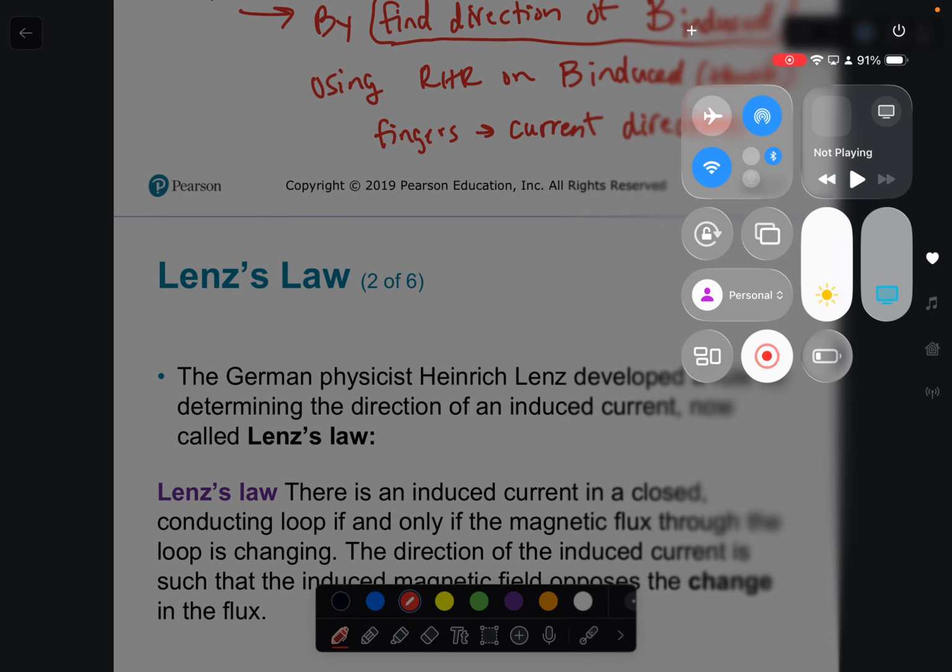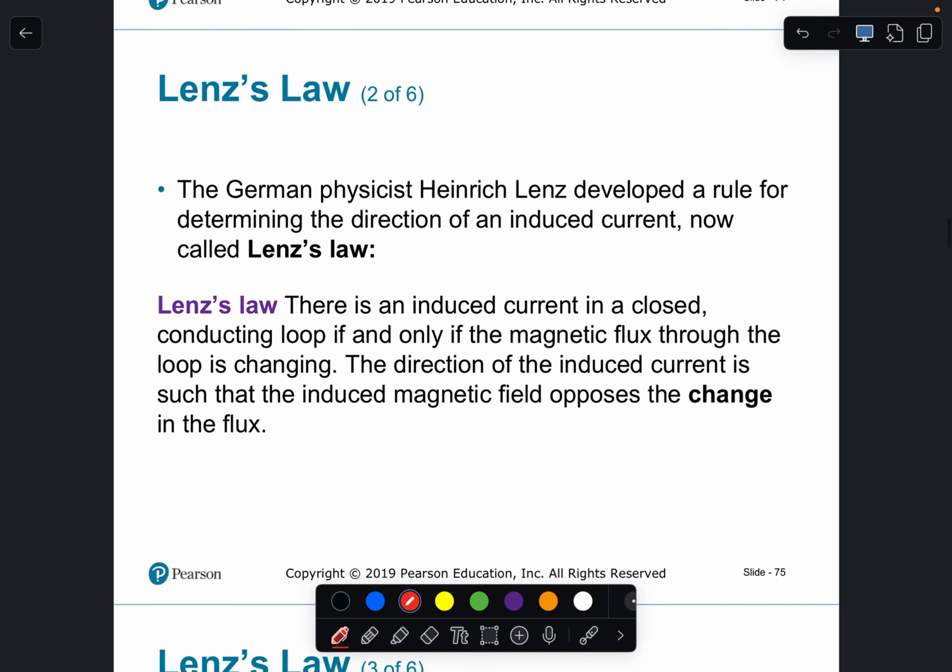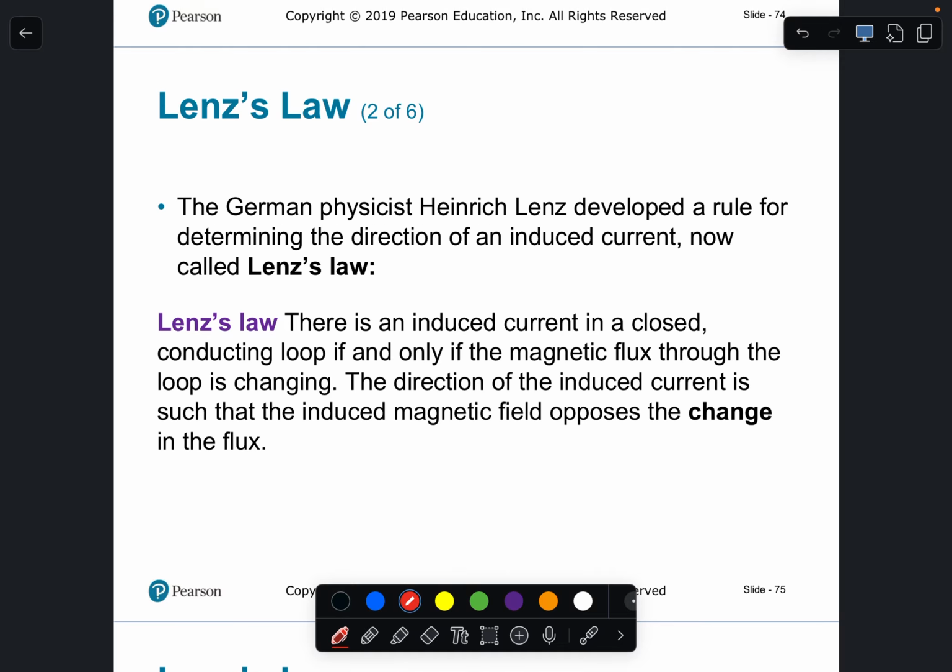So here's Lenz's law, right? There's an induced current if the magnetic flux is changing. We know that. What is the direction? The direction of the induced current is such that the induced magnetic field opposes the change in flux. So B induced is related to I induced through the right-hand rule.